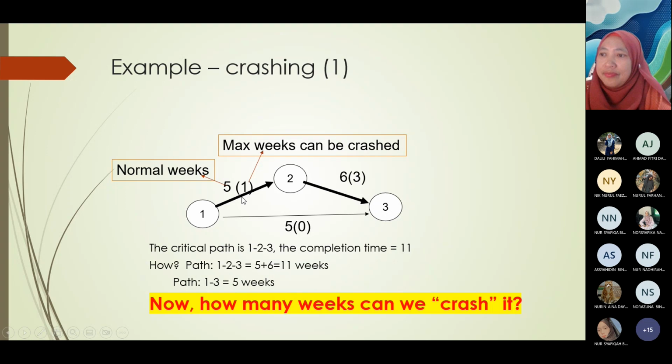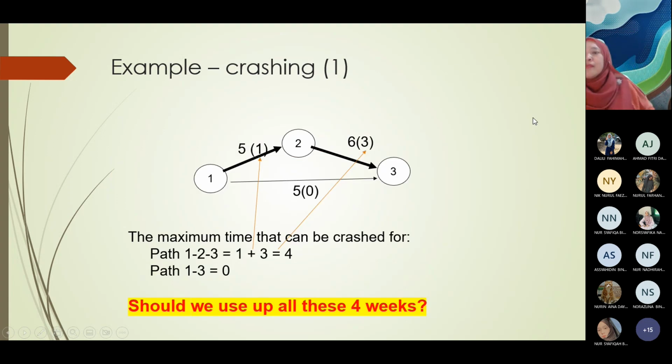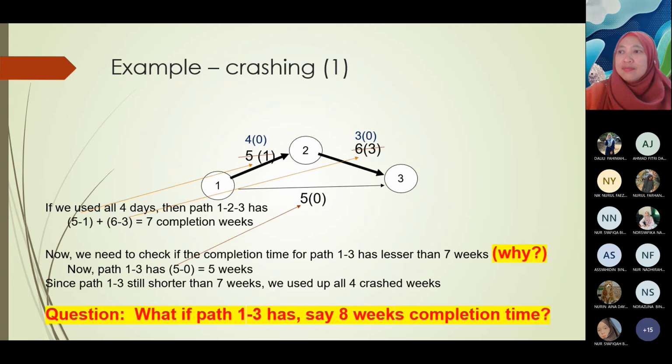Jadi, okay, ini adalah yang kita buat crashing. Macam mana nak crash? Okay, sini, okay, 1, 2, 3. Okay, kita crash. Yang ni kita crash. Crash maknanya yang kita pendekkan selama 1 minggu. 1 week and 3 weeks. So total time crash is 4 weeks. Path 1 to 3 yang direct ni kita tak perlulah sebab dia still ada masa untuk delay lagi lah. Okay.